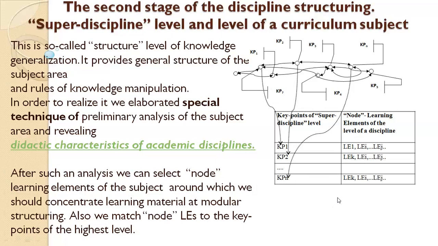So formally it is done in such a way, and these selected learning elements, which are grouped around proper key points of the first level of knowledge generalization, all of these learning elements in fact make modules and make so-called frames in the terminology of artificial intelligence theory.